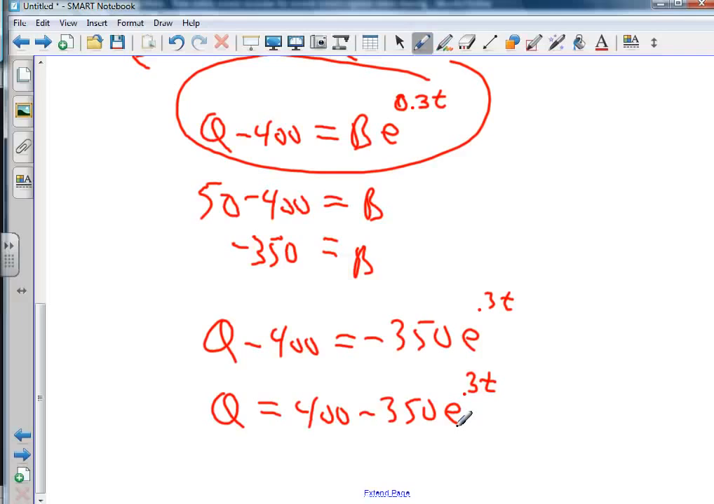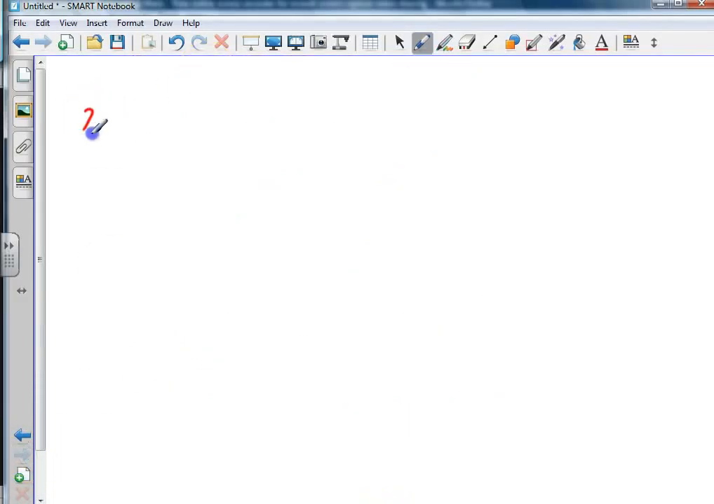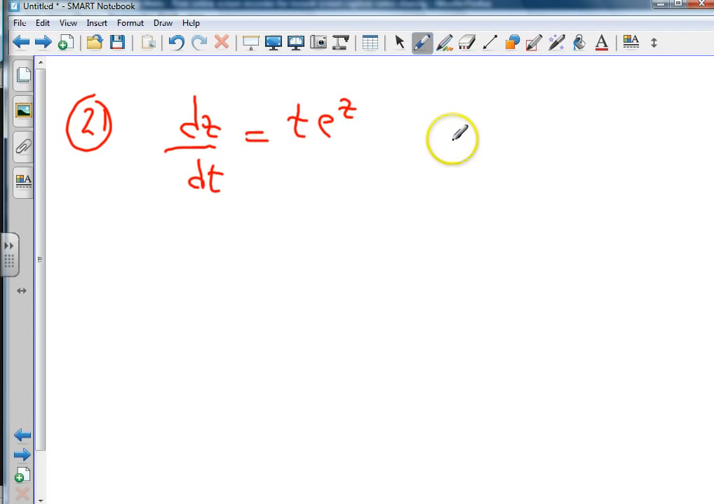Let's see if we can find one we haven't played with too much yet. How about 21? 21 says dz/dt is equal to t e to the z, and your solution goes through the origin. In other words, z of 0 is 0. So z is 0 and t is 0.